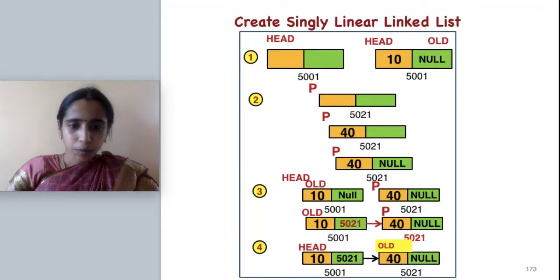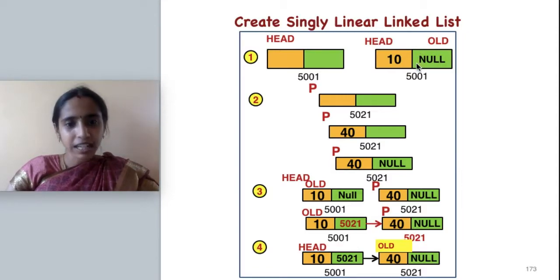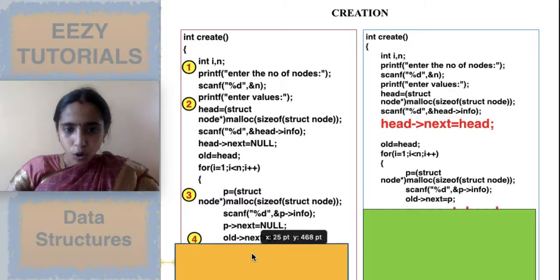Then what task will you be doing? Initially, when you are creating head itself, you will be naming it as old. Always for the creation ADT, the last node in the linked list will be named as old and the first node is named as head. So when you are inserting this new node, old's next part should hold the value of p. That is your next code. So old's next part is equal to p. Here also old's next part is equal to p.